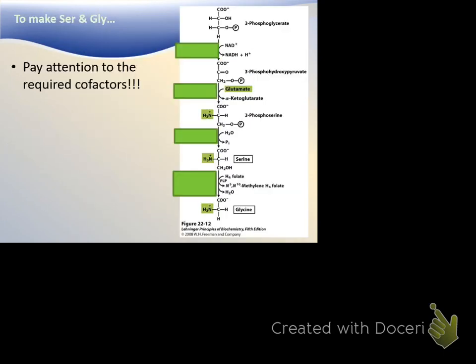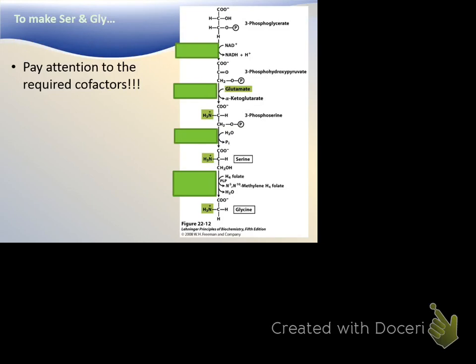This is where we really need to pay attention to the cofactors, because we're going to see some new ones here, like tetrahydrofolates coming up. Okay, so in this first step we have 3-phosphoglycerate. We take an NAD and we make it into an NADH. Where's one of the possible places for the NADH to go? It can go to the electron transport chain, so you can actually utilize this to make some energy, at least at this step.